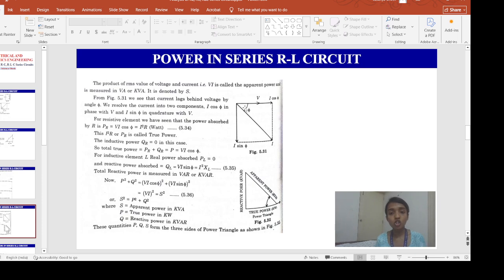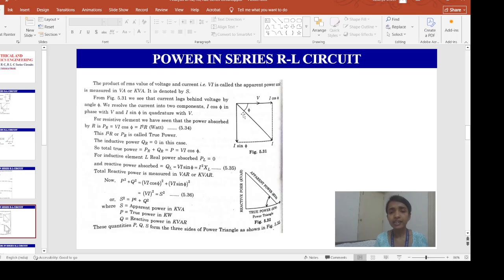Now, there are three terms of power. One is called the apparent power, one is called the true power, and one is called the reactive power. We will see each one of these one by one. The product of the RMS values of the voltage and current, that is VI, which we have seen in the previous slide, is called the apparent power. It is measured in volt ampere, VA, or kilovolt ampere, and it is denoted by the capital letter S.